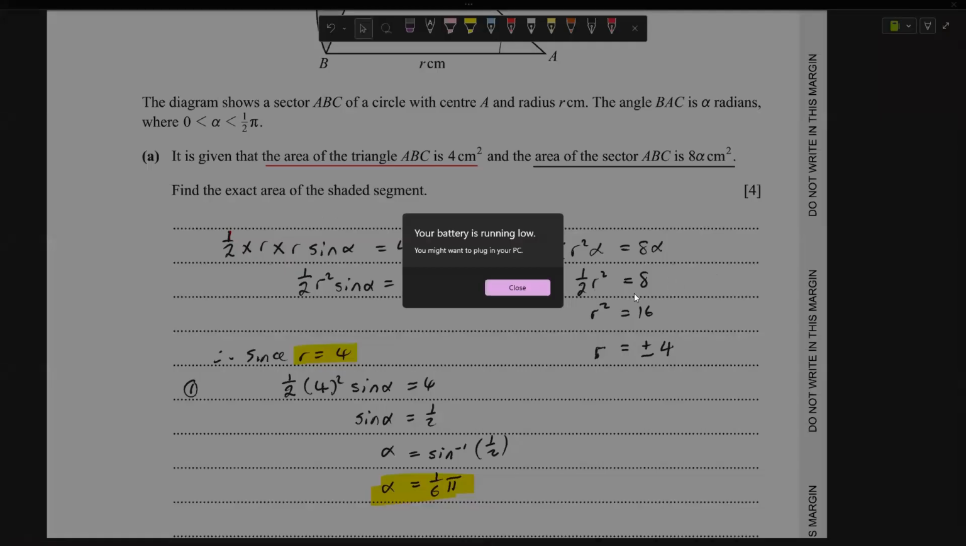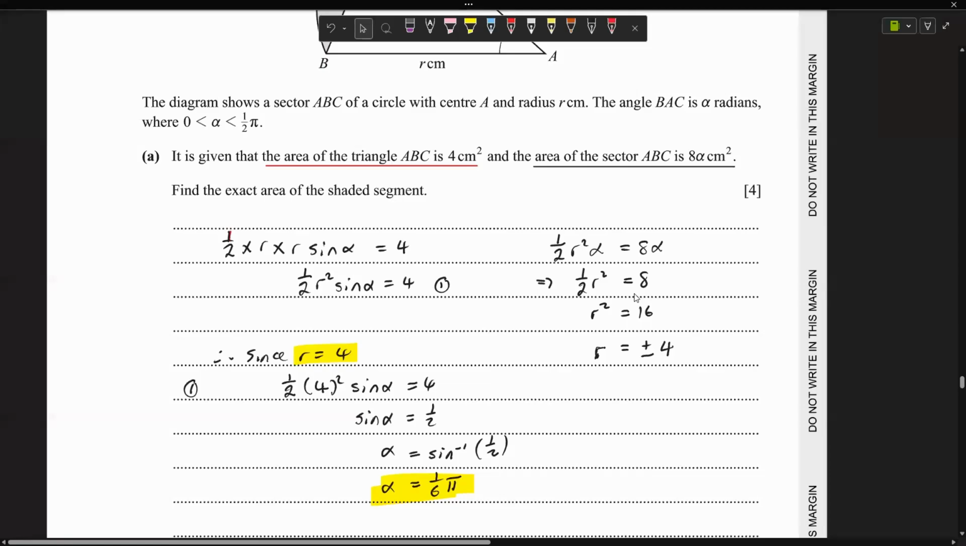Sorry, my computer is running out of power. Let me reconnect it just a second. Okay, I think it's okay now. Should be all right. Let's continue.